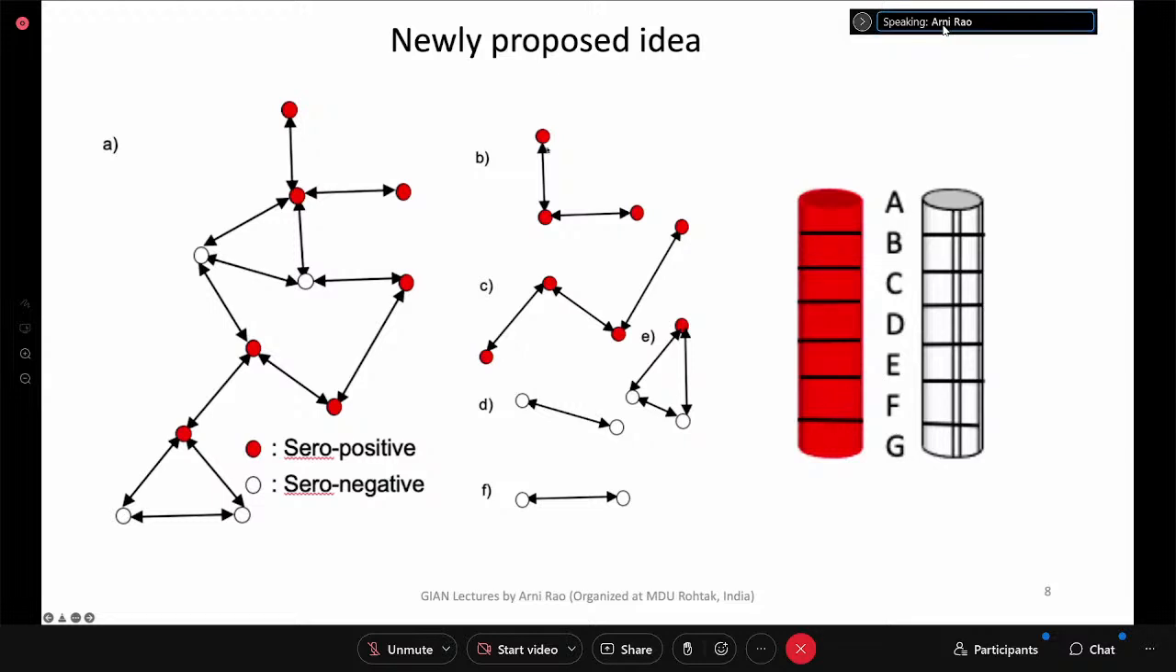That means each of these nodes is divided by some attributes A, B, C, D, F, G, different attributes. Similarly, the negative person may also have the same attributes. So based on their behavioral traits, their financial status, their educational qualification, other biological factors, and then age, gender, many other social factors, if you categorize them, each node is in the network, and the edges are formed based on their different traits. That's the new proposed idea.